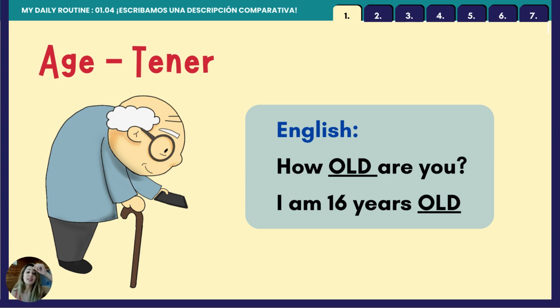Notice we use the verb tengo. It stems from the verb tener. When we describe our age, we use the verb tener, which means to have. Interesting how in English the question becomes, how old are you? I am 16 years old. Even though you're young, you're already applying that you are old as you're getting older.